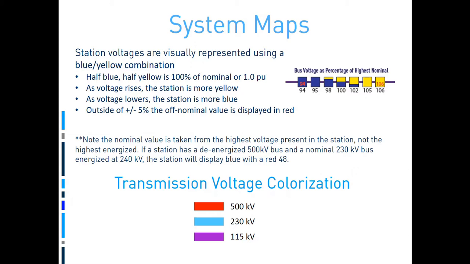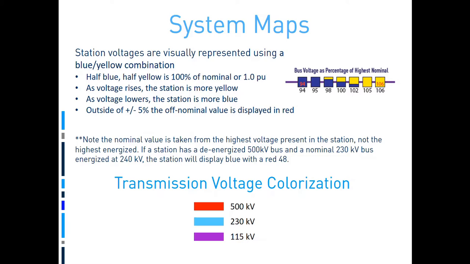Now, as long as you are within 5% of nominal, you will only see that combination of yellow and blue. Once you're outside of that 5%, the off nominal value will be displayed in red. So you can see as my voltage gets higher, I'll see 106, 107, 108 inside of a yellow box. As my voltage becomes lower, I will see 94, 93, 92, and so on inside of all blue.